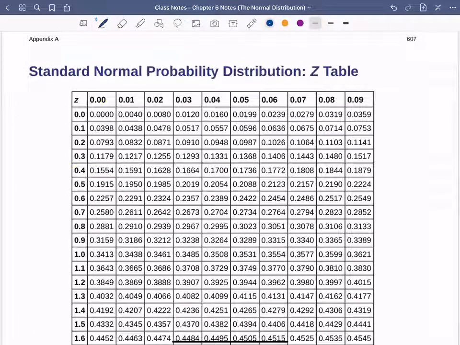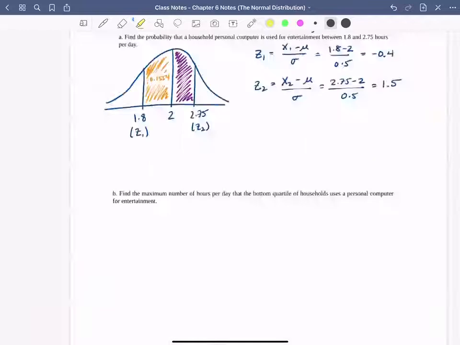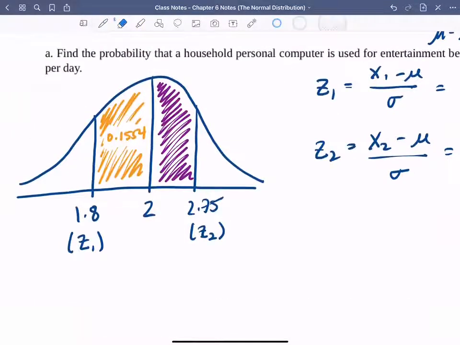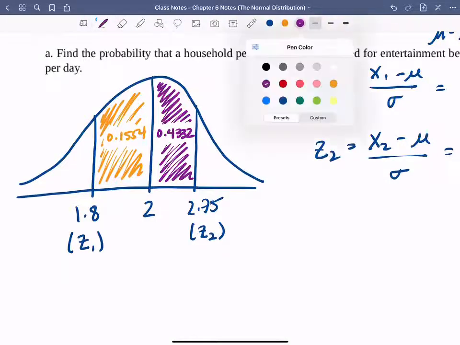So here is 1.5, and it's just 0. So we're just going to go right here to 0.4332. So this little purple spot here is 0.4332. We want everything between them. What's the probability of everything lying between?